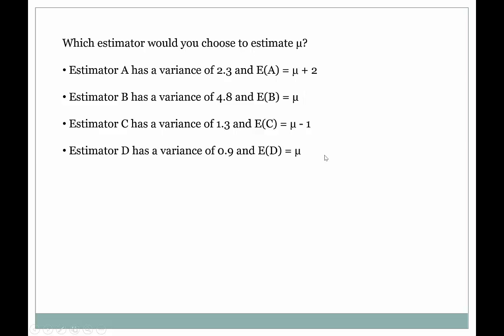So unbiased estimators are the things we consider. We'll toss out the biased ones. If we can get an unbiased one, we'll take the unbiased one, and then we'll go for the unbiased one that has the smallest variance.